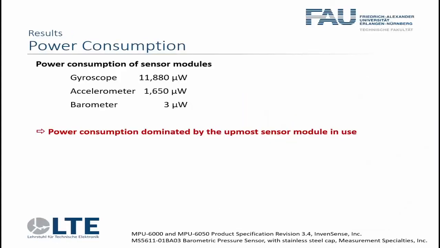Okay, let's have a look at the power consumption first. What you see is quite a hierarchy of the sensors. The gyroscope consumes nearly 12 milliwatts, the accelerometer nearly 1 order of magnitude lower, and the barometer is nearly negligible concerning power consumption. So power is always dominated by the topmost sensor that we use, and if you can get rid of the gyroscope, we can get considerably better in power consumption.